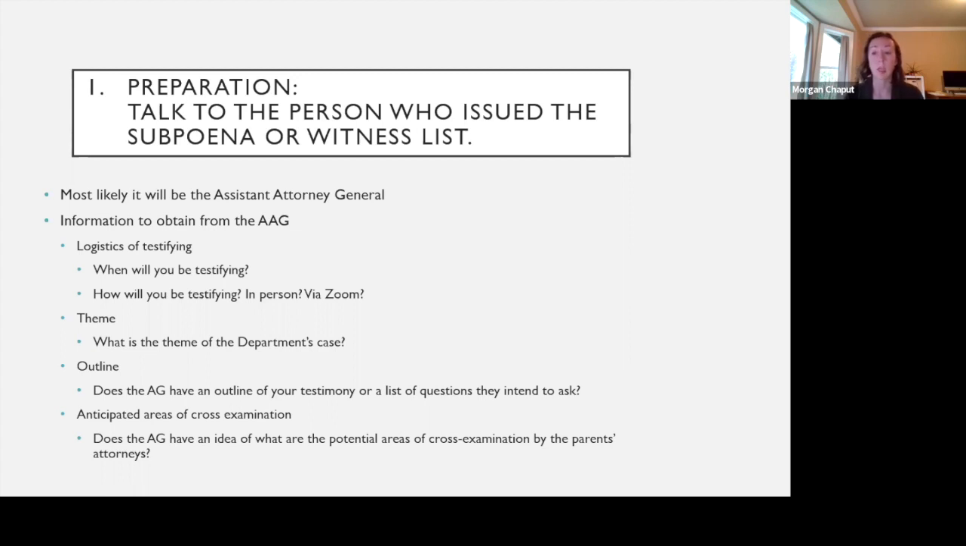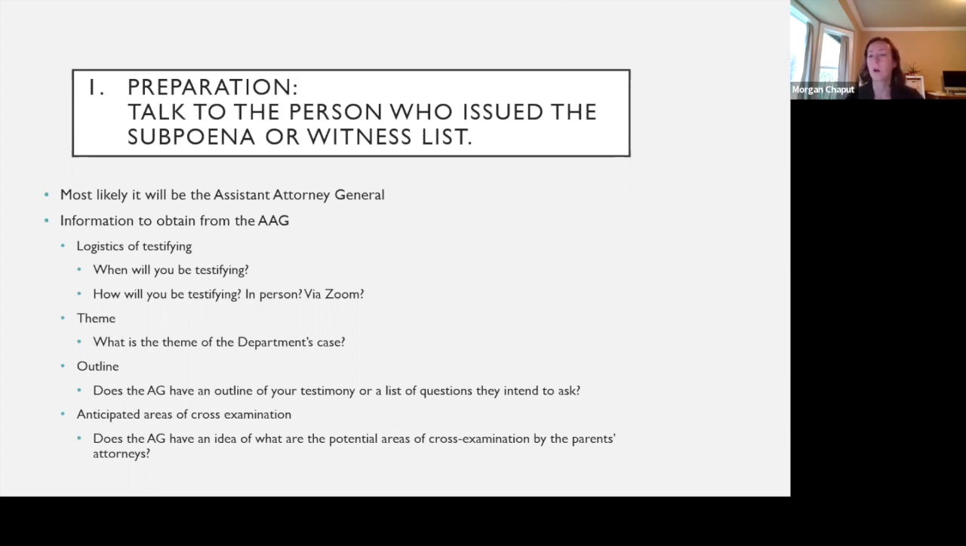How will you be testifying? Is this going to be an in-person proceeding? Is it going to be by Zoom? We're in Pierce County, we're doing a little bit of both. I was on a docket this morning, a termination docket, where I had some of my guardians ad litem testifying, but we have some trials that are in person. So just getting an idea from them about what they expect.